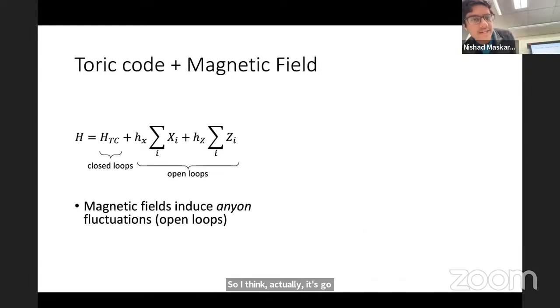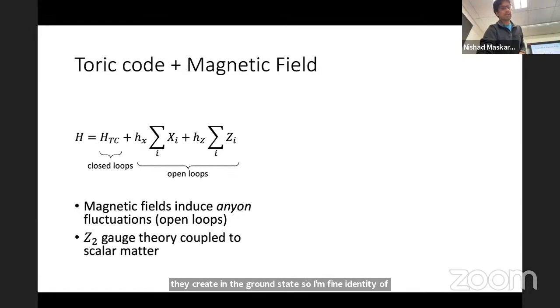So next, let's consider the toric code with a realistic perturbation, like finite magnetic fields, concretely X_i operators and Z_i operators. These are the creation operators for open loops, or e anions and m anions. As a result, they create in the ground state some finite density of anions, just like in the transverse field Ising model. For those of you who are experts on this, you can also think about adding these operators as taking your Z2 gauge theory and coupling it to some scalar matter that lives on the vertices. So you're allowed to have a finite density of matter excitations now.